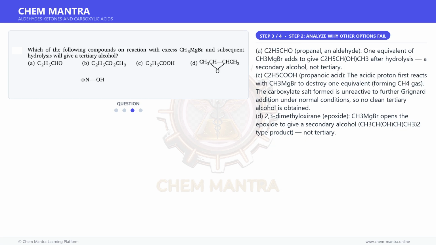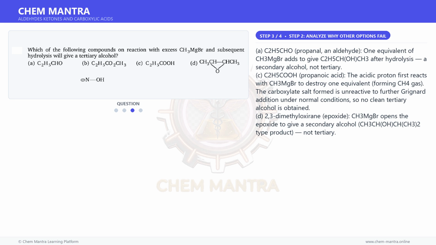Moving on to the next step. A, C2H5CHO, propanal, an aldehyde. 1 equivalent of CH3MgBr adds to give C2H5CH(OH)CH3 after hydrolysis, a secondary alcohol, not tertiary. C, C2H5COOH, propanoic acid.